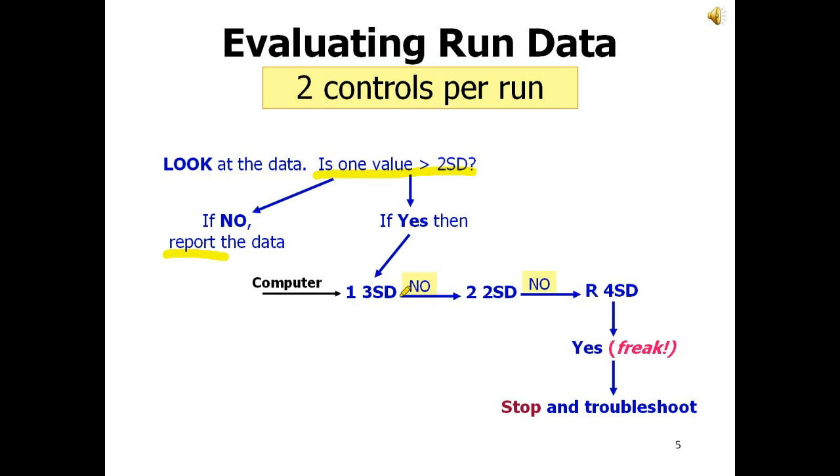If there is a value outside 2S, then you can say, is it outside 3S or is it another one? If that answer is no, you go on, and that's where we are now. The answer to the 2-2S is no, so we go to another rule. The next rule that we're going to talk about is called the R, as in random or range.